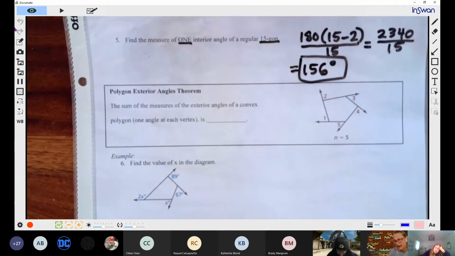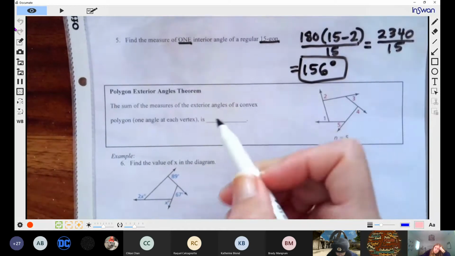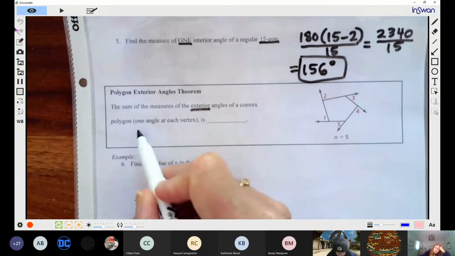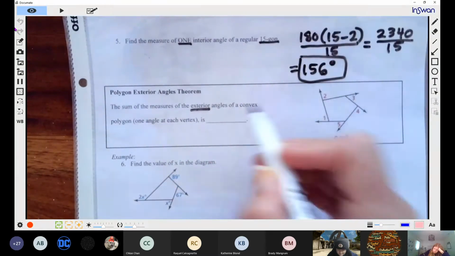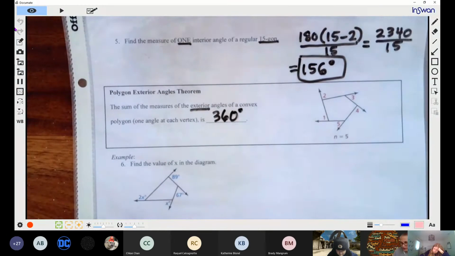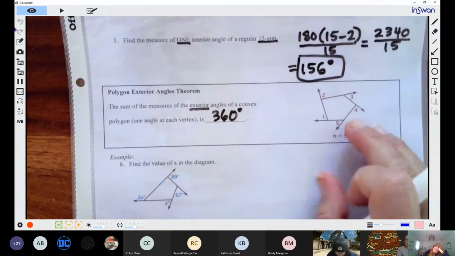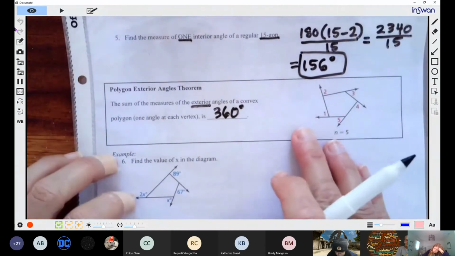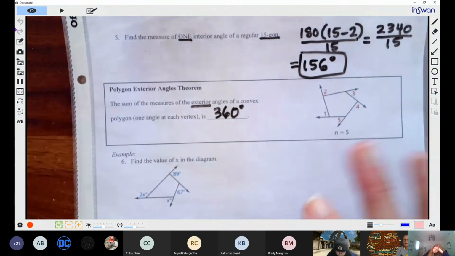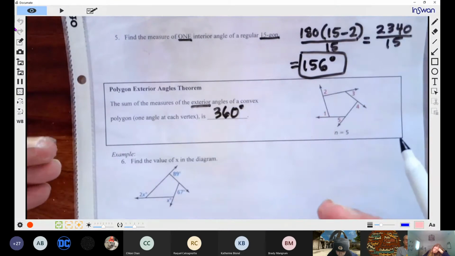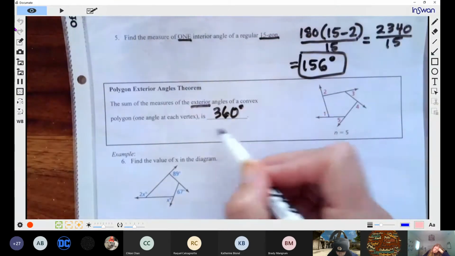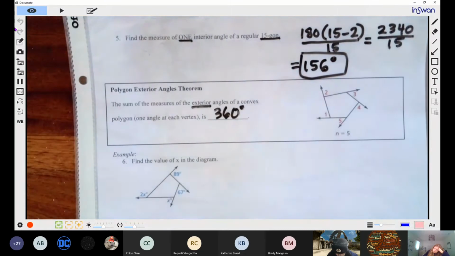360. And guess what? Every time you turn yourself all the way around, it's always going to be 360. Always. You're never going to go more than that. So the sum of the measures of exterior angles, which means one angle at each vertex, as you can see in the picture, is 360. It's never, ever not 360. So interior angles are kind of hard, but exterior is always 360. Bam. The hard part will be keeping track because there'll be so many numbers. Just remember, when you turn all the way around in a circle, you have gone 360 degrees.